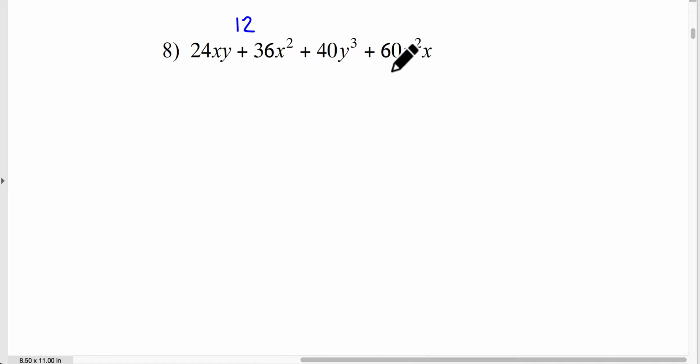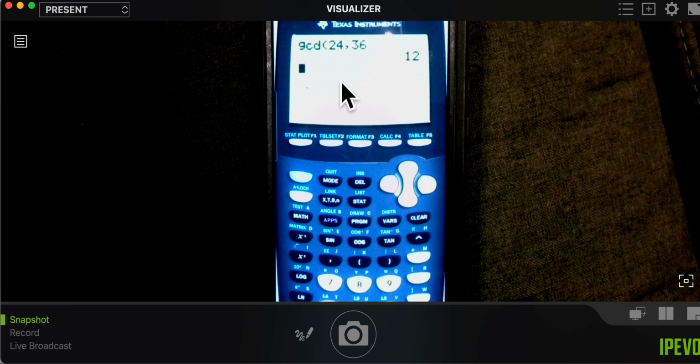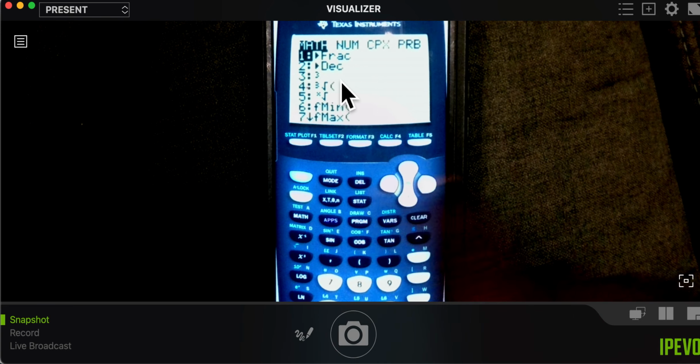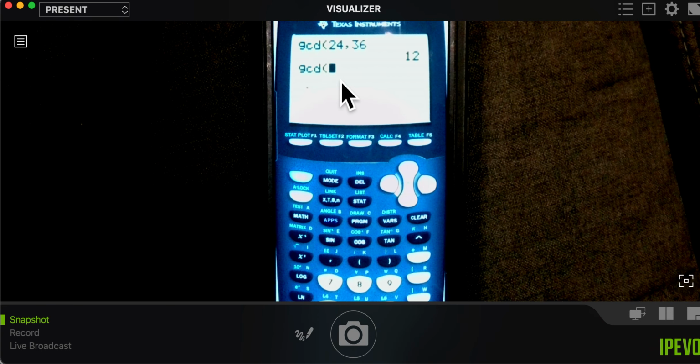Now I'm going to get the GCF of 40 and 60. Okay. Again, I'm going to do math, number, then a 9, then I'm going to put 40, comma, 60. And it's 20.